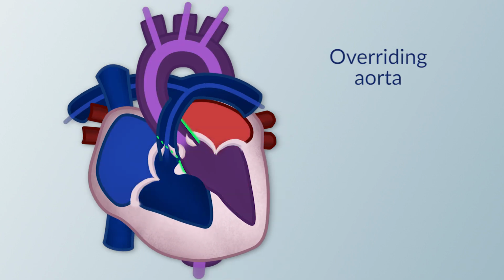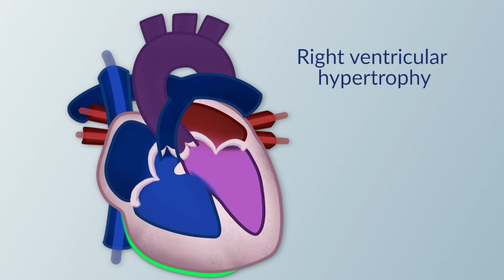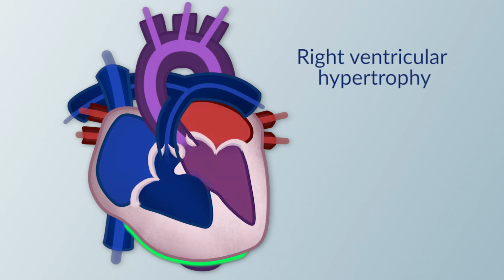Overriding aorta, and this is based on the malalignment of the ventricular septal defect. The aorta overrides the ventricular septum, and then because of the obstruction for blood leaving the right ventricle, and the big VSD, the right ventricle works at high pressure, so there's right ventricular hypertrophy.